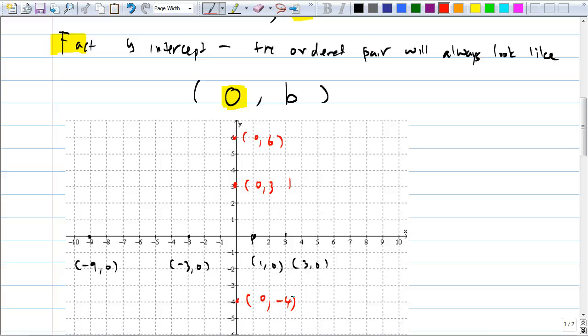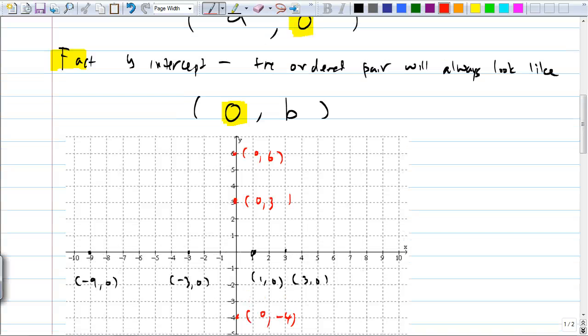That's why, right? If it's not 0 comma something, would it be on the y-axis at all? Is it possible for the point to be on the y-axis if it doesn't start with 0 comma something? No, it's impossible, right? Because you've got to start at the origin. You can't go left or right in order for it to be on the y-axis. So that's why this works.